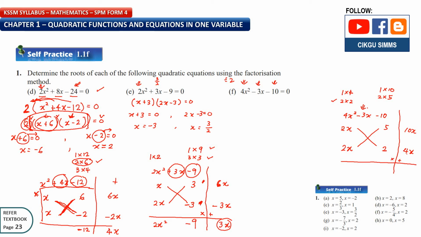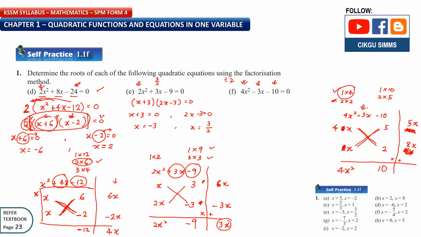So I change this one. I change to the first group, 1 and 4. So which one I need to use for? Okay, I choose this one. Okay, so 4x times x, you get 4x squared. 5 times 2, you get 10. And then 4x times 2, you get 8x. And then 5 times x, you get 5x here.